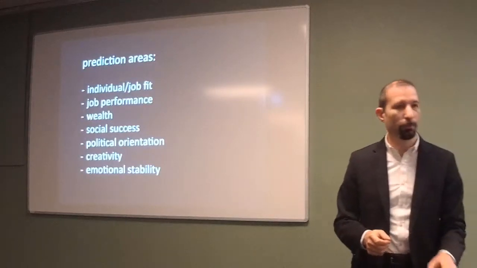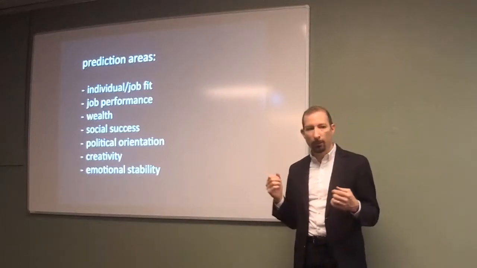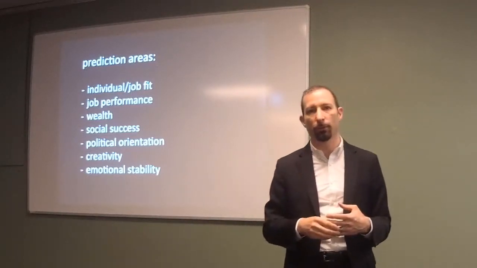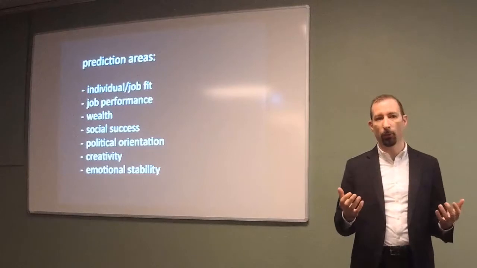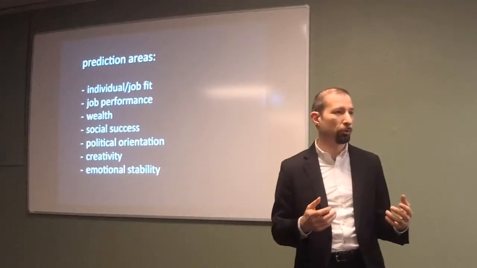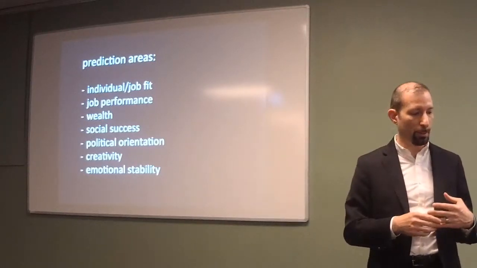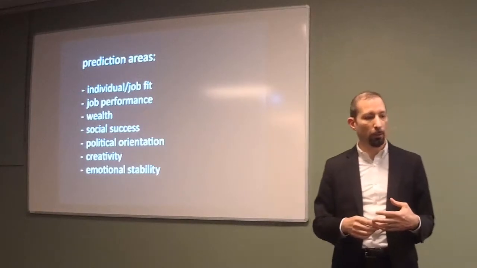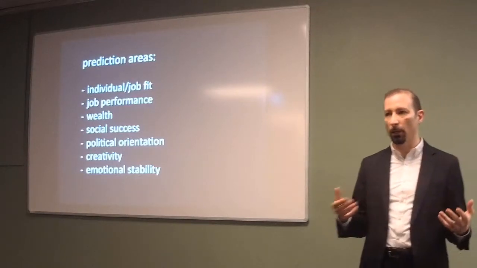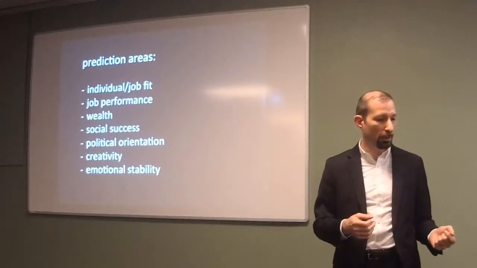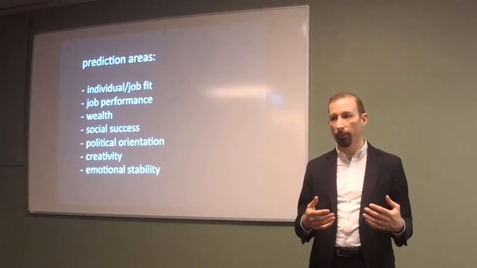So here are some things that you can predict by knowing aspects of people's personality. You can predict an individual's fit to a job. How well is this person going to fit this job? How well are they going to do at the job? How wealthy are they going to be over the course of their life? Their social success: how well they're going to get along with other people, and what kind of social success they're going to achieve. Their political orientation is very predictable by their personality aspects. Creativity: if they're high or low in creativity, if they're going to be good artists, if they're going to do well in a creative field. And their emotional stability. Those are all things that you can read off of somebody's personality test with fairly high accuracy.